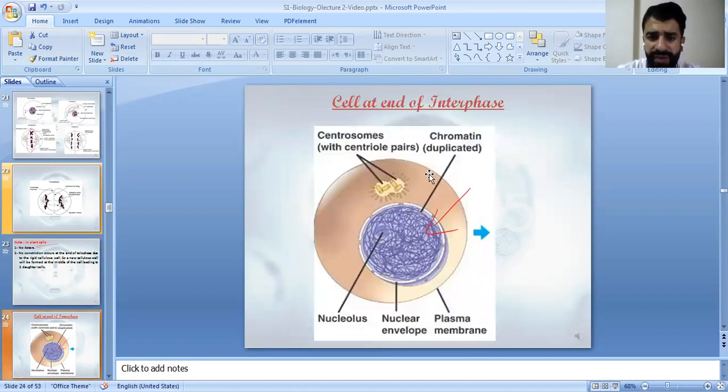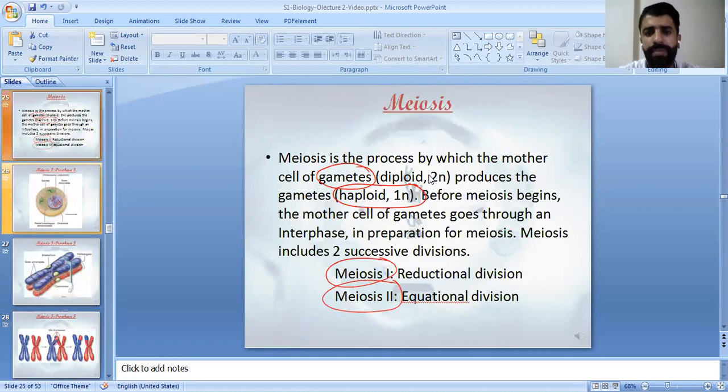Now, meiosis. We said mitosis is the set of events that occur for a somatic, diploid cell, to give two daughter cells that are identical to the mother cell and have the same genetic information. Meiosis is the process by which the mother cell of gametes, diploid, 2n, produces gametes, haploid.